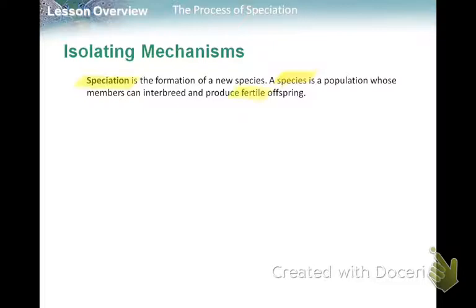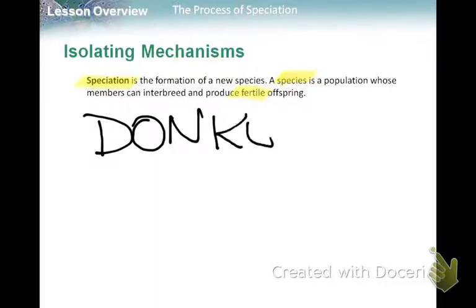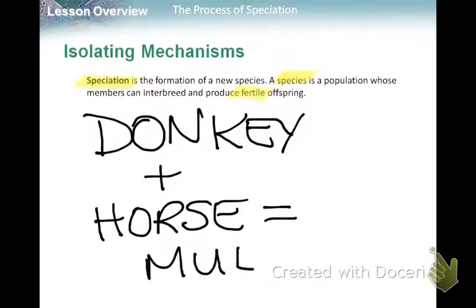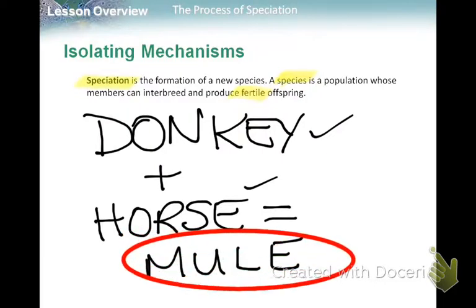So, as you're looking at this, think about what we talked about, a donkey plus a horse. We talked about this with artificial selection, interbreeding. A donkey and a horse can interbreed and produce a mule. A mule is bigger than a donkey and stronger than a horse, so it's the best of both worlds. But a mule cannot produce fertile offspring. So that means that the donkey and the horse are two separate species.